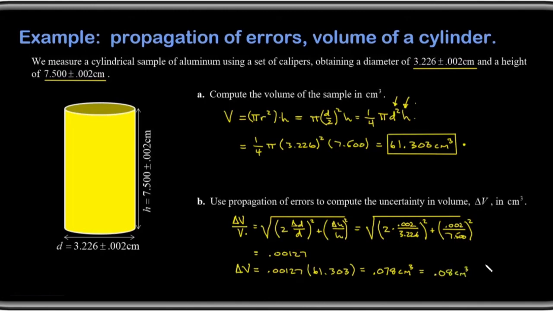As promised, I'm going to round this to one significant digit, so my uncertainty is 0.08 cubic centimeters. And then I'm going to round my original volume to that same decimal place addressed by the uncertainty, in other words, the hundredths place. Because there's no reason to include extra digits in my volume measurement if I have uncertainty in the hundredths place, the thousandths place becomes irrelevant. So we state our final volume like this. V is equal to 61.30 plus or minus 0.08 cubic centimeters.